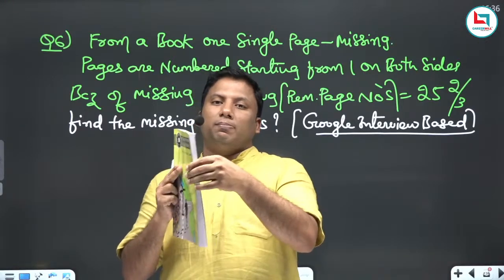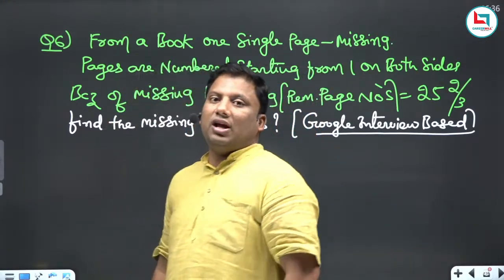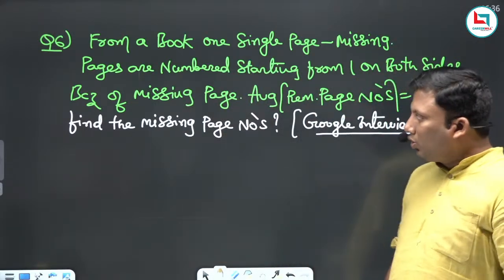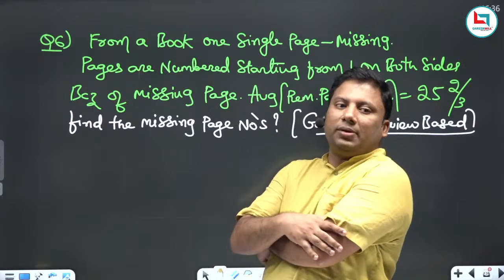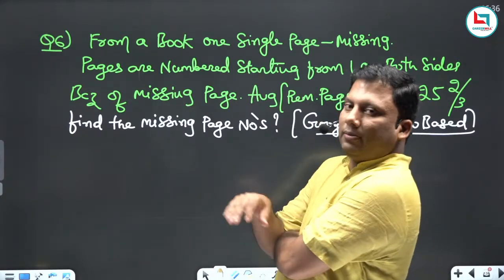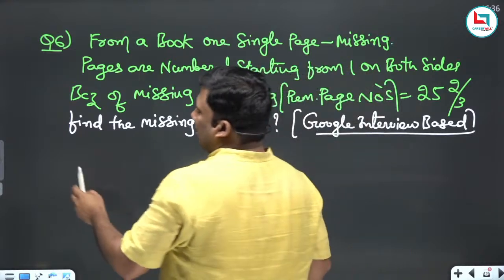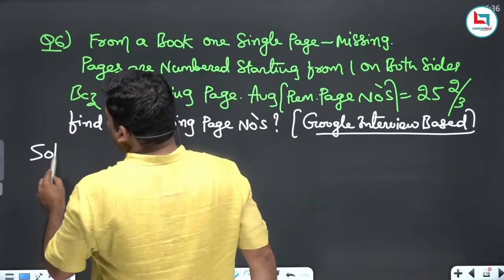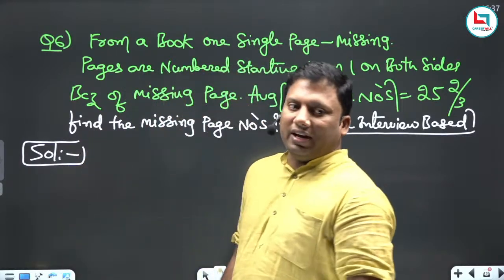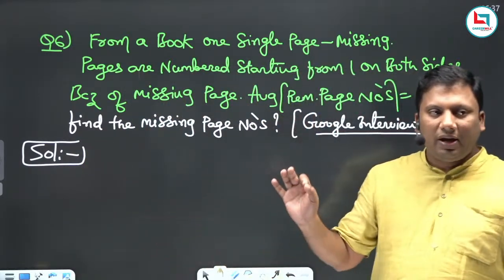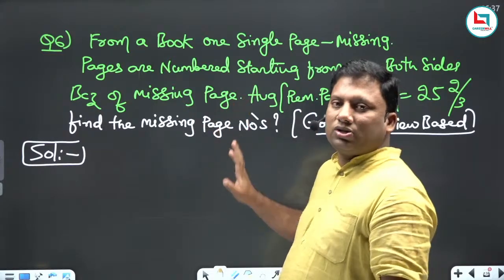The average of the page numbers was found to be 25 2 by 3. Find the missing page numbers. Is the question clear to everybody? Kindly reply with yes if the question is clear to you. Half of the mathematics can be solved if you understand the question very, very clearly. Everybody kindly reply if the question is clear to you. I hope there are no doubts on the question.